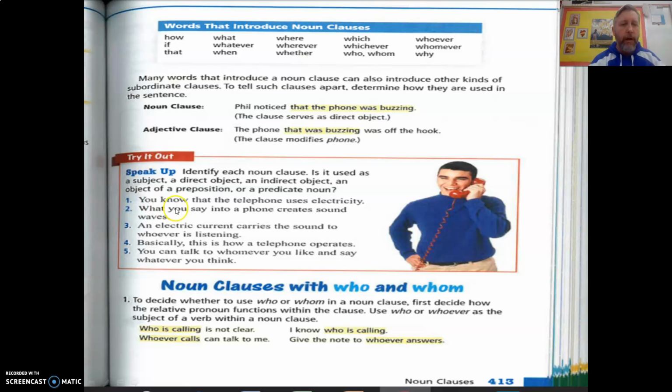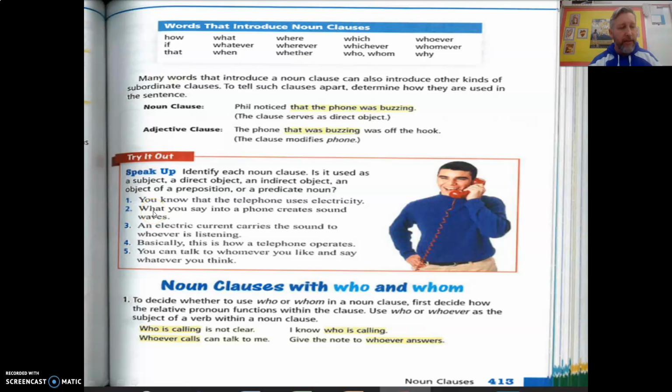Okay. All right, so I'm seeing the word that there, and I'm thinking that looks pretty similar to one of the words up here. Oh, there it is. Okay, so that the telephone uses electricity. Okay, and so that's our clause. We know it's a noun clause because there are noun clauses in all of these. And so now we ask ourselves, okay, what part of speech does it serve as? Well, look at this verb. It says know, right? Know what? That the telephone uses electricity. So in this case, it would be a direct object.